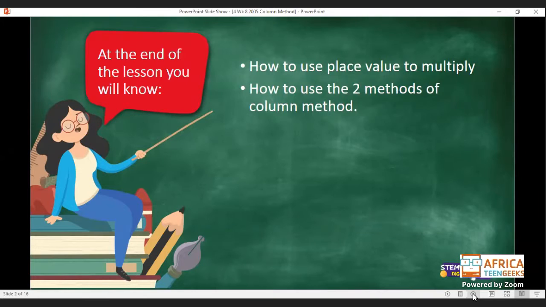So if you know your place values, you are home and away. If you don't know place values by now, there should be a problem somewhere, because we did place value. You guys do place value from grade 2. So when I talk about place value, it's your units, your tens, your hundreds, right? So those are the place values. I'm sure you know that, and then it's not going to be a problem when we do the column method.